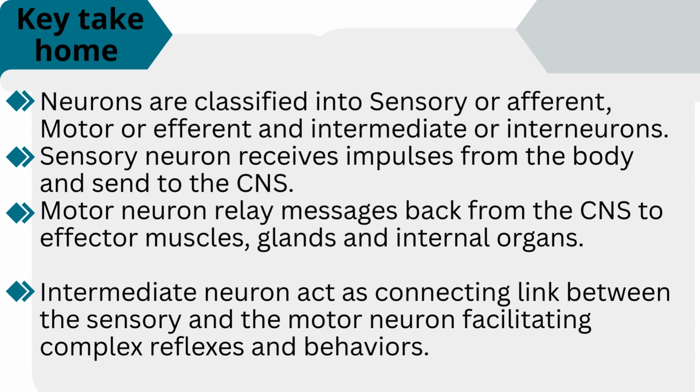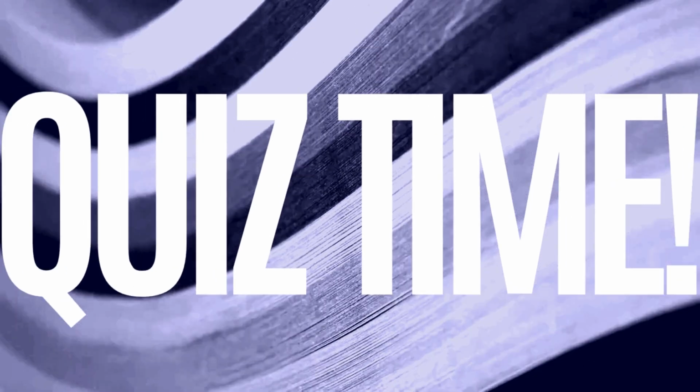Sensory neurons receive impulses from the body and send these to the central nervous system. Motor neuron relay messages back from the central nervous system, that is the brain and the spinal cord, to effector muscles, glands, and internal organs. While the intermediate neuron acts as the connecting link between the sensory and the motor neuron, facilitating complex reflexes and behaviors. Alright, it's quiz time.